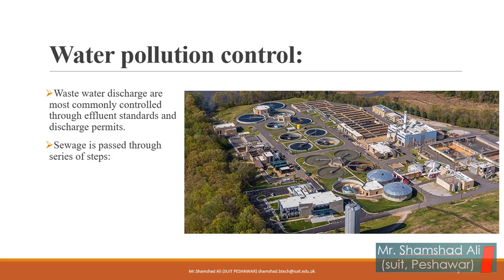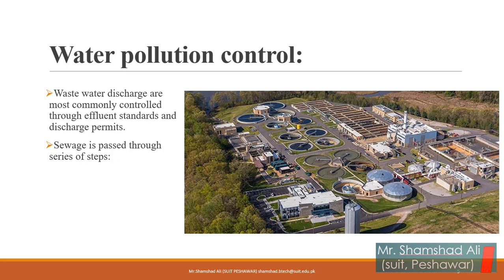Now, water pollution control. How can we control our water pollution? Wastewater discharges are most commonly controlled through effluent standards and discharge permits. Discharge permits basically mean that in some areas environmental permits are given to some factories and industries allowing them to discharge their waste up to that limit. Sewage is passed through a series of steps. If we want to control water pollution, the main approach is to treat this polluted water in the form of sewage.